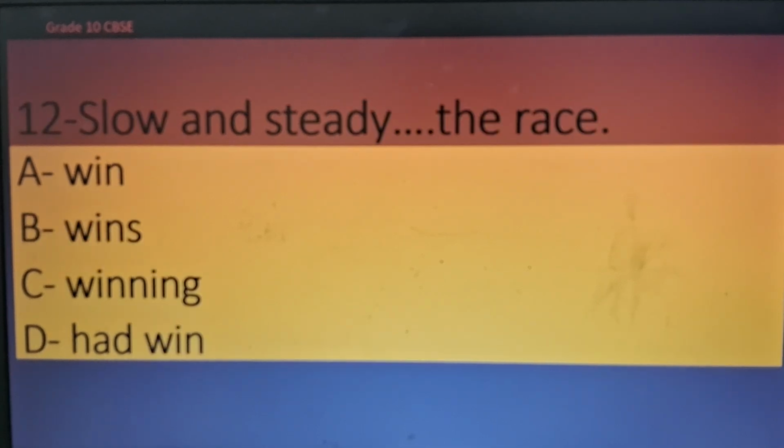Question 12. Slow and steady dash the race. Option A win, option B wins, option C winning, and option D had win. What is the answer? Slow and steady, both the nouns denote one idea. It expresses one idea, so we have to use a singular verb here. So can you guess the answer? What is the answer? Wins. The answer is wins. It is singular. Slow and steady denote one idea.